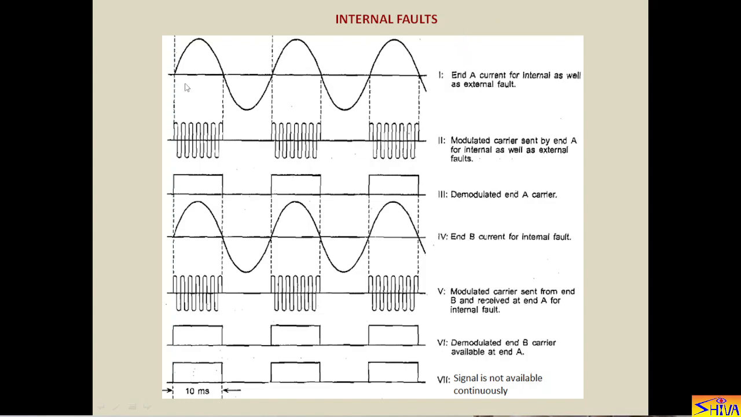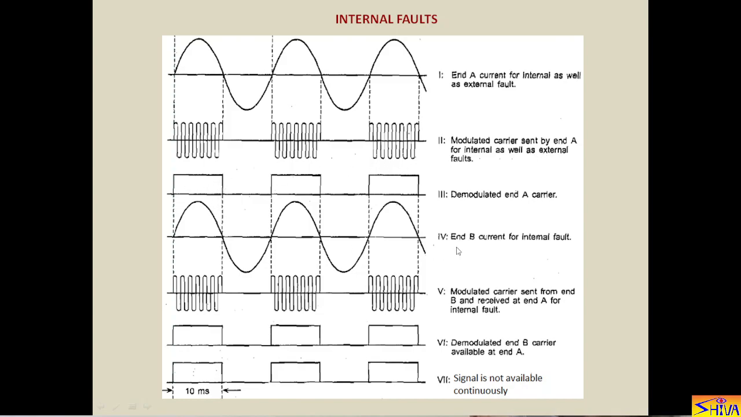During internal fault, signals at end A remain the same. So this is the secondary signal or secondary current at end A. This is the modulated signal. This is transmitted at end B, and this is the rectified signal.